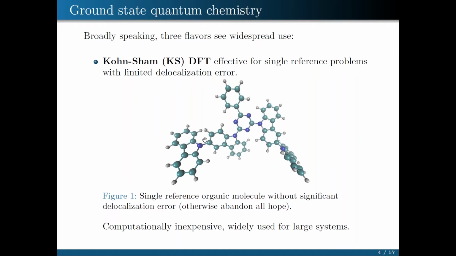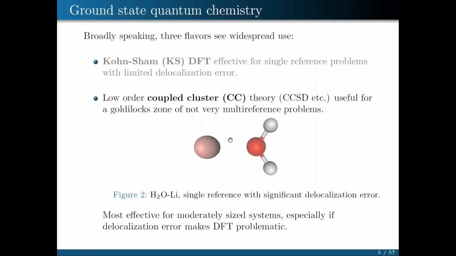else. Other than DFT, people also use low-order coupled cluster theory like CCSD, which is useful for a sort of Goldilocks zone in which the problems are not very multi-reference, but are also not fully single reference. This is most effective for moderately sized systems because these methods have pretty steep computational scaling. CCSD is n to the 6 versus system size n, for instance, and is perhaps the best way to go about things if delocalization makes DFT problematic.